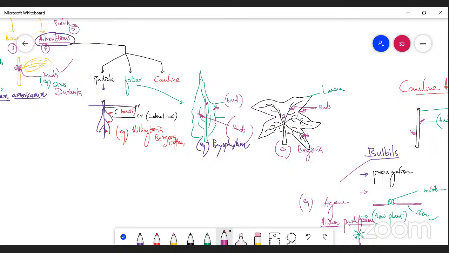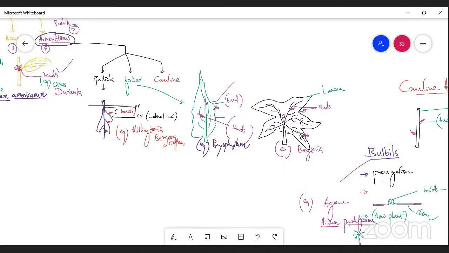Foliar buds are buds that arise from the leaf margin, the marginal part of the leaf, or the vein part of the plant. That is called foliar buds. It is a reported case in Bryophyllum. Next is the caulic bud, where the bud arises directly from the stem portion. That is a caulic bud. Next, we pass to bulbils.